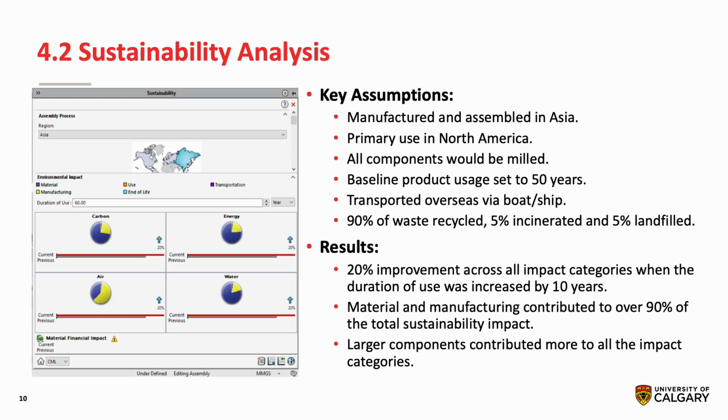A sustainability analysis was conducted based on the assumption that the product would be manufactured in Asia and be primarily used in North America. A similar trend was revealed by the sustainability analysis in that the larger components contributed the most across all the impact categories. It should also be noted that a 20% improvement was realized per increase of 10 years of product usage. Further analysis on the use of other materials and manufacturing processes could be conducted to lower the printer's environmental impacts.